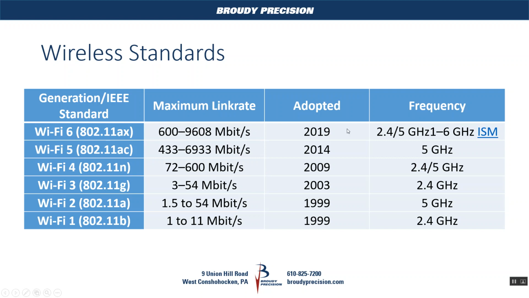Wi-Fi 6 has just recently been adopted, and it allows for nearly 10 gigabit per second speeds, and it actually throws in some other frequency ranges as well, but we won't see that very often.